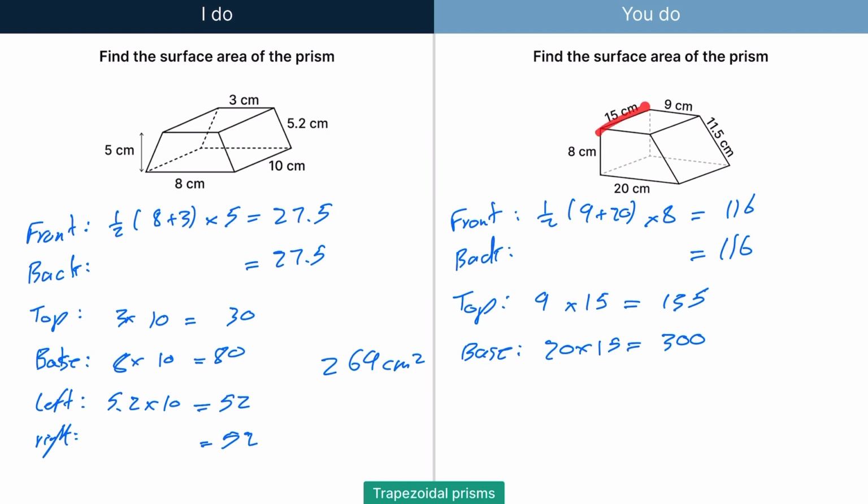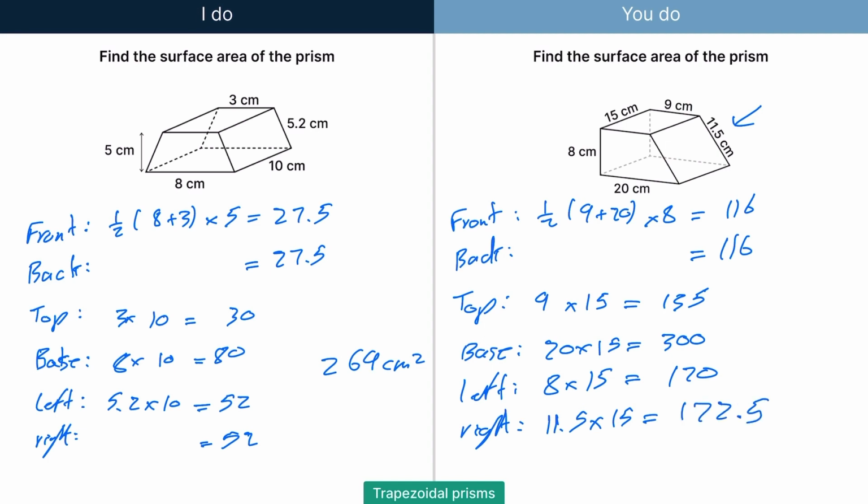So if I look at this piece here, I'll just call this the left. And that's just going to be 8 times 15. So left is 8 times 15. And then this piece here, we can just call that the right, I guess. That's just going to be 11.5 times 15. So 8 times 15 is 120. And 11.5 times 15 is 172.5. So if I now add all of this together, I end up with an answer of 959.5 centimeters squared as the surface area here.